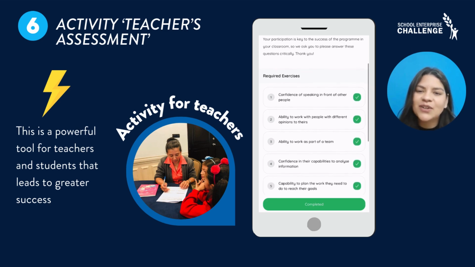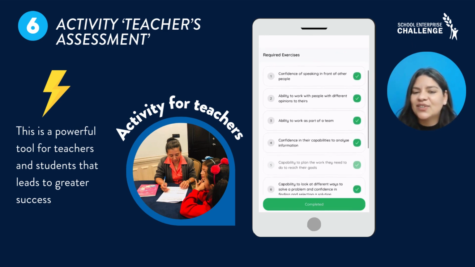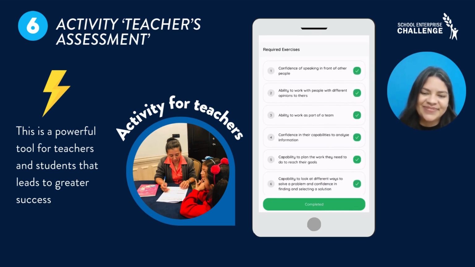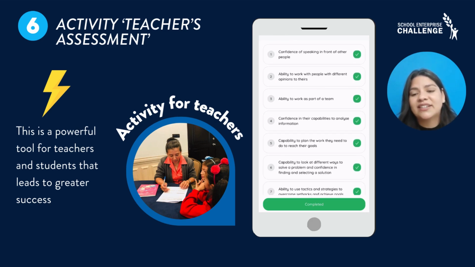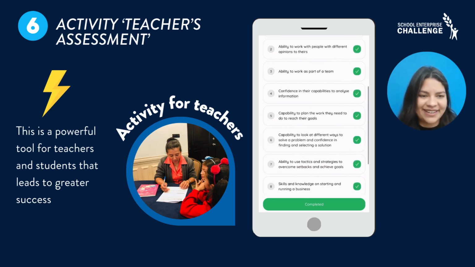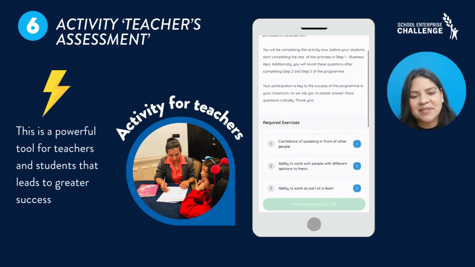However, we also value your growth and skills development as teacher. So, questions concerning you are also included. This is to be completed after the students have finished all the activities in Step 2 Business Plan. Those are the 6 activities that are part of Step 2 Business Plan.